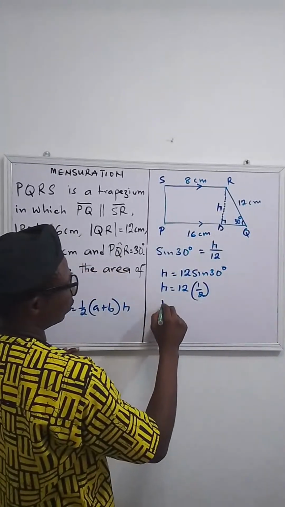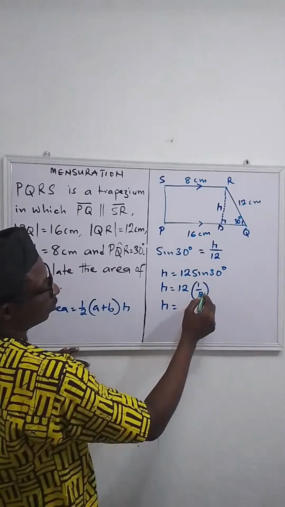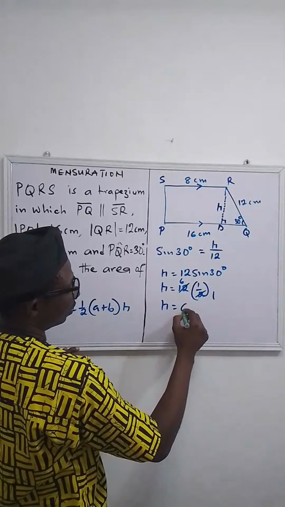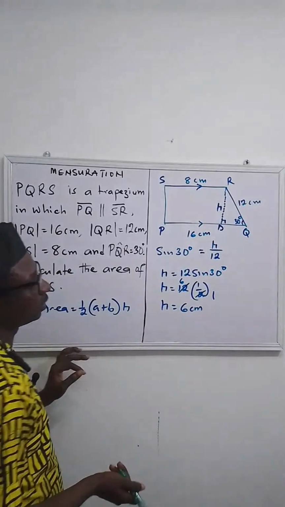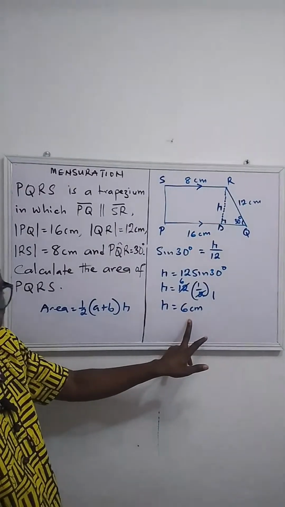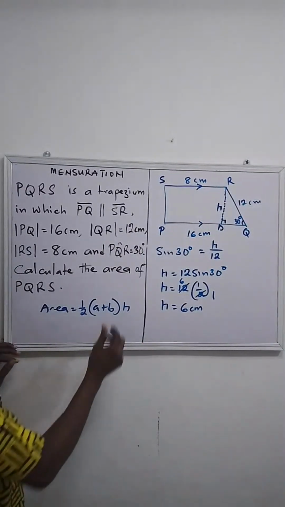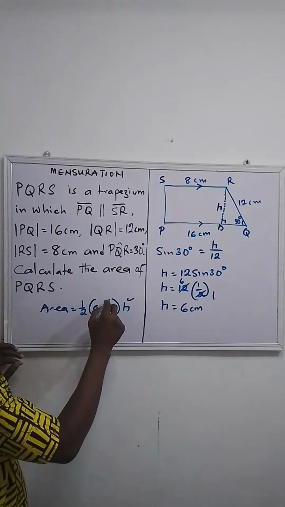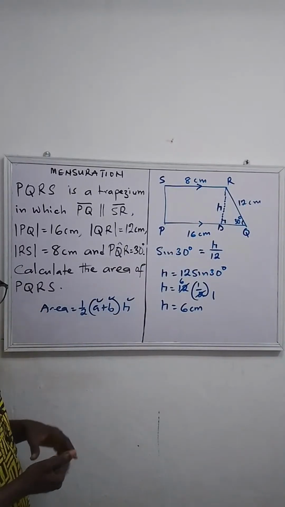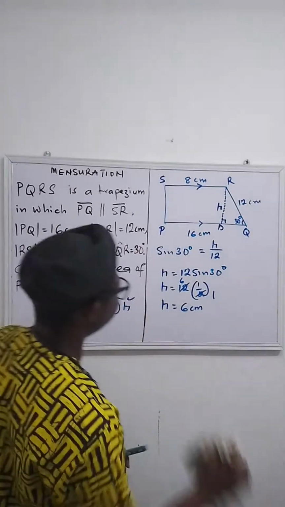Okay, so we have H equals, now 2 goes here 1, 2 goes here 6. So we have 6 centimeter. So the distance between the two parallel lines is 6 centimeters. So that means we have this, and we have this. So we can find the area of the trapezium now.